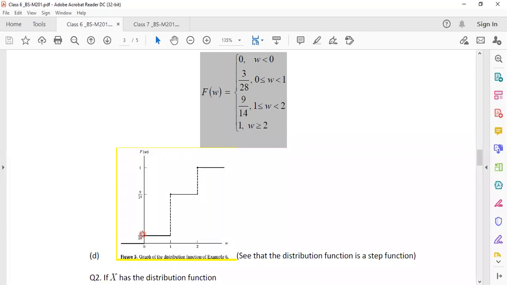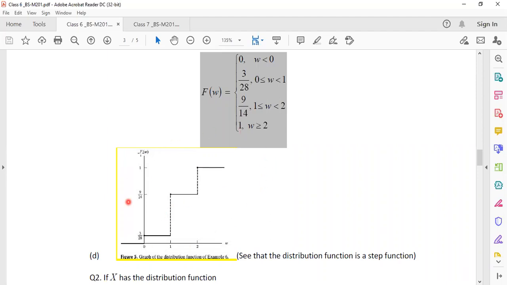So it is 3 by 28, and it remains 3 by 28 throughout. And at the point 1, it suddenly jumps to 9 by 14. So therefore, there is a dotted line present over here. Then it remains as it is until it reaches 2, and it suddenly jumps to 1, and it remains 1 throughout the remaining portion of the real number.